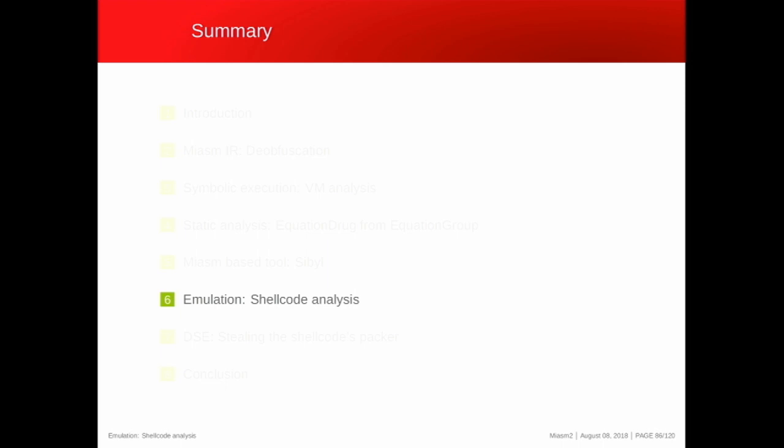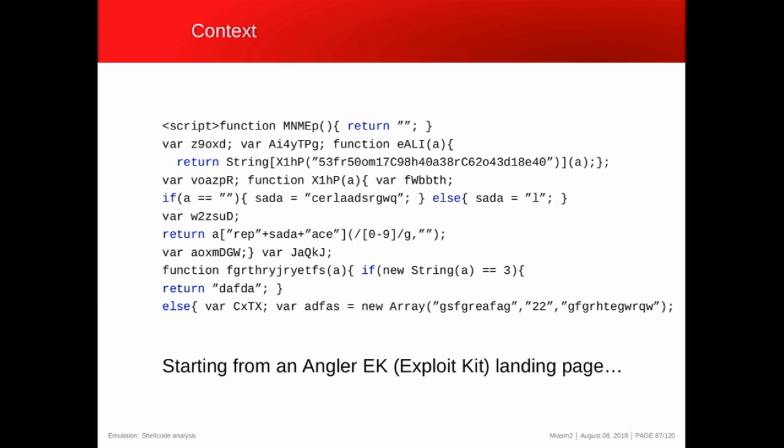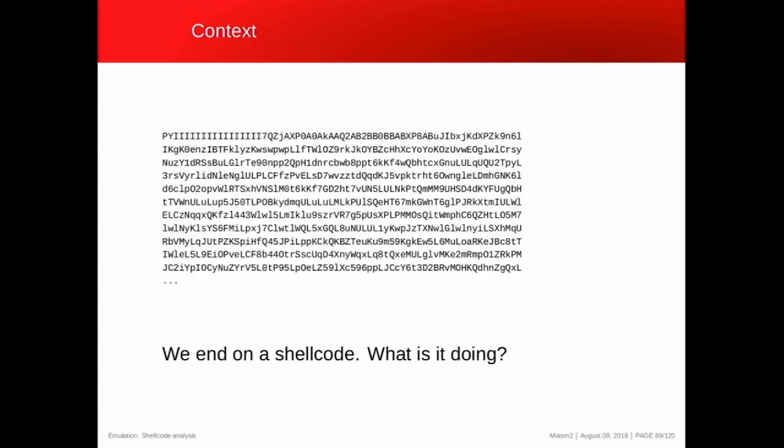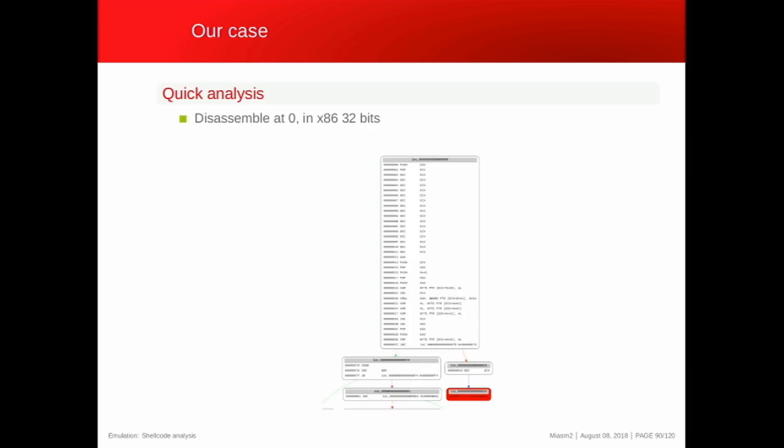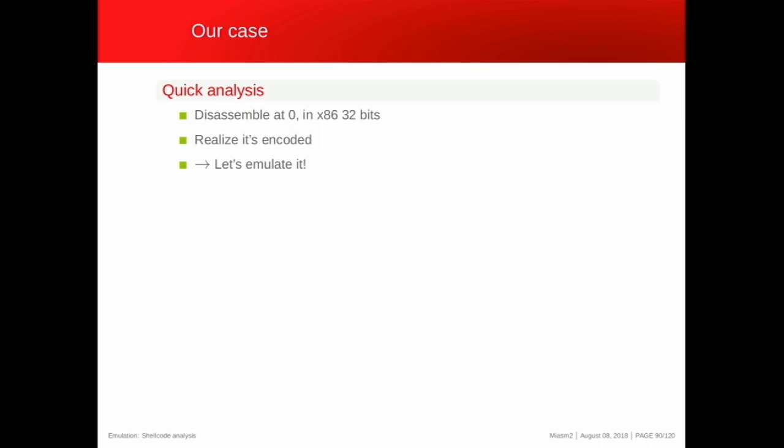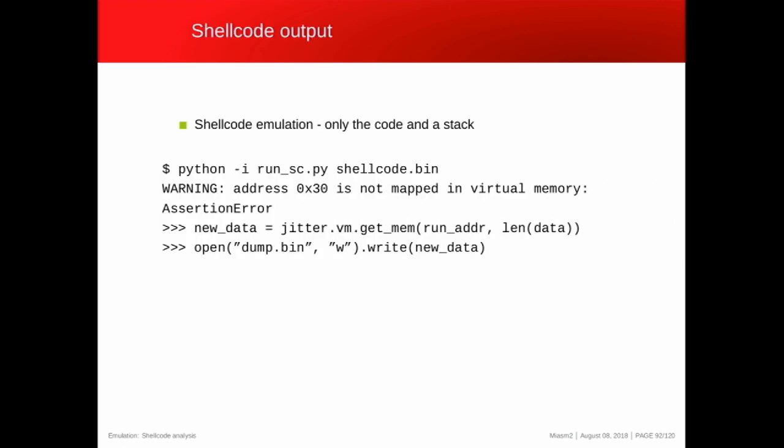So we have seen the emulation as a tiny emulation with just the code and the stack, but we can do more. So for instance, if you are analyzing a shellcode which comes from the Angler exploit kit, this is the landing page, you get through the exploit, then you get the shellcode, you want to analyze it, so you disassemble it, you realize it's encoded, and we can say, okay, we just emulate it to let it decode itself and get back the information. So if we just use what we've done so far, that is to say only the code and the stack, we run the shellcode, and Miasm will crash, but it is normal.